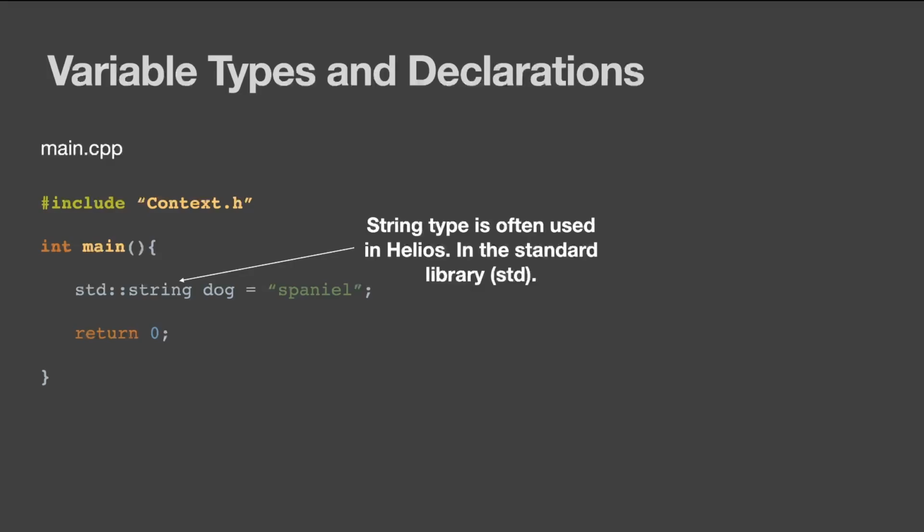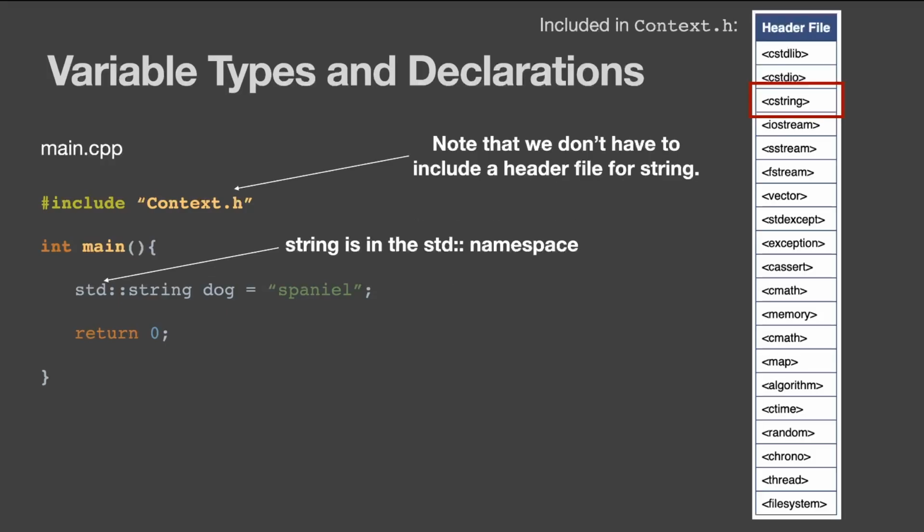In Helios, we often use strings from the standard library. So this is just called a string, and if you're not in the standard library's namespace, you have to type this std:: in front of it. Note that in order to use it here, we didn't have to actually include a header. If you were not including the context.h file, then you would need to include a header in order to be able to use this out of the standard library. The string header is already included within context.h, so we don't need to worry about including it.